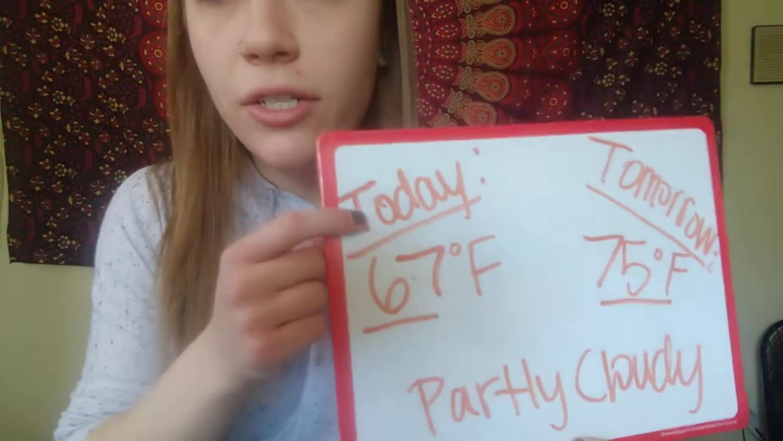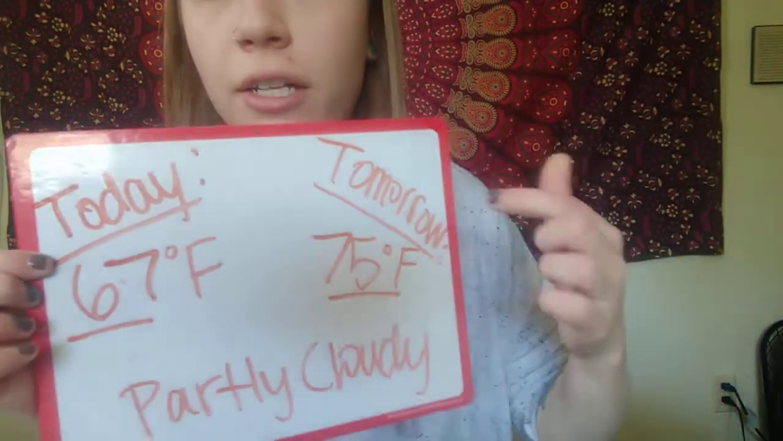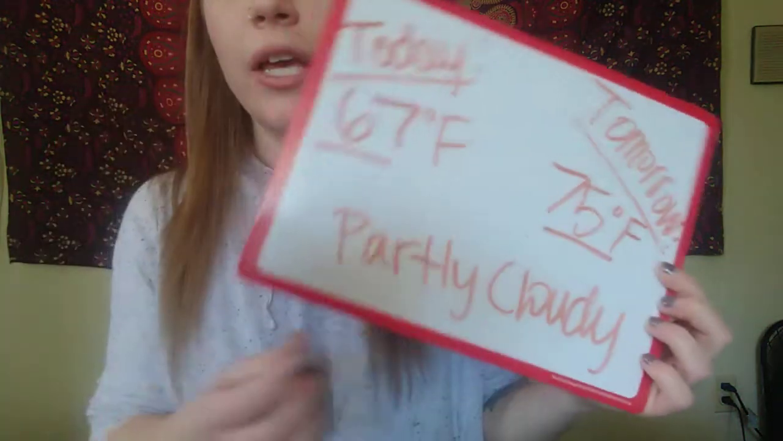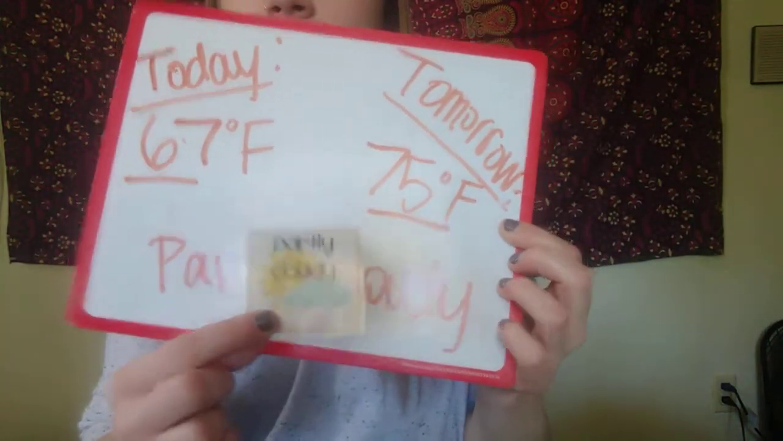Okay, so this is what it will look like. Today, high of 67 degrees Fahrenheit. Tomorrow, a high of 75 degrees Fahrenheit. And both days are going to be partly cloudy. Let's see if that changes at all tomorrow, because sometimes weather does change overnight.